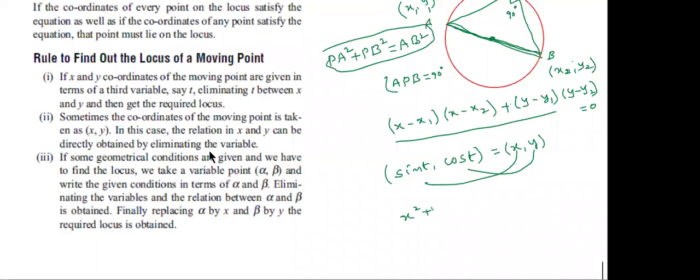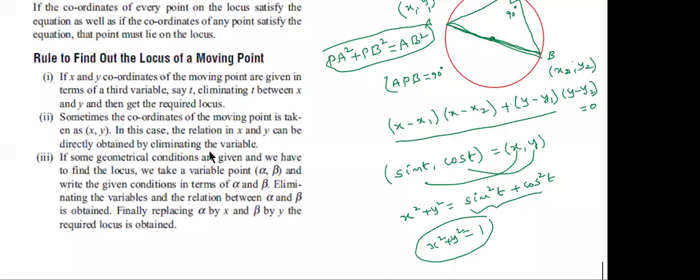x square plus y square is equal to, x means sin t, so x square means sin square t, y square means cos square t. Here we already know from trigonometry that sin square t plus cos square t is 1. Finally, the equation of locus is x square plus y square is equal to 1.